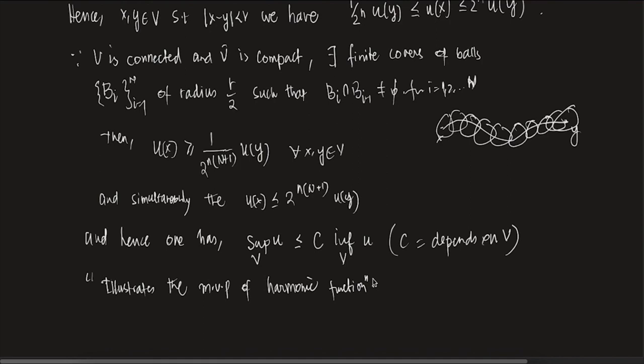So that is what it is saying: you can compare the values of a non-negative harmonic function in a compact set. You understand, in a compact set, you can compare the values of u. That's what it says, and it is one of the most important properties of harmonic functions. Yeah. So with this, we are going to end this video.